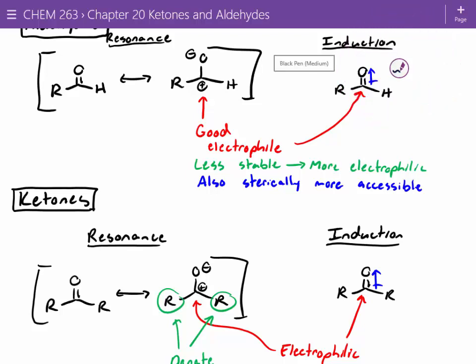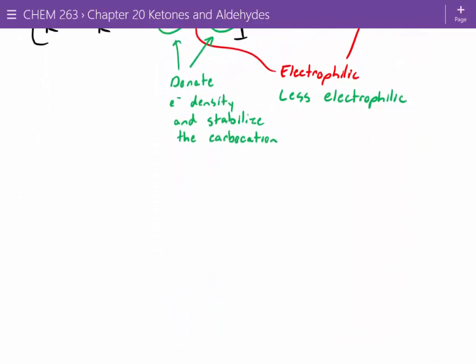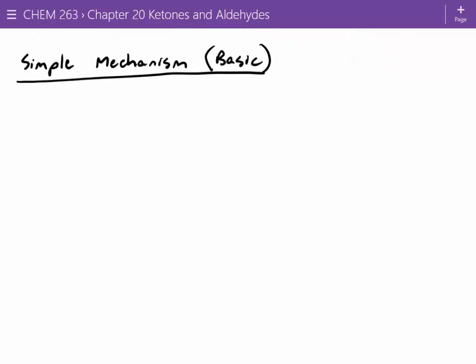So now let's go and do our simple mechanism, which most of you are very familiar with already. In fact, we already had it on a problem of the day. And I'm going to call this basic rather than acidic, because there is an alternative where it's acidic. And I'm just going to choose a ketone. It can be a ketone or an aldehyde.